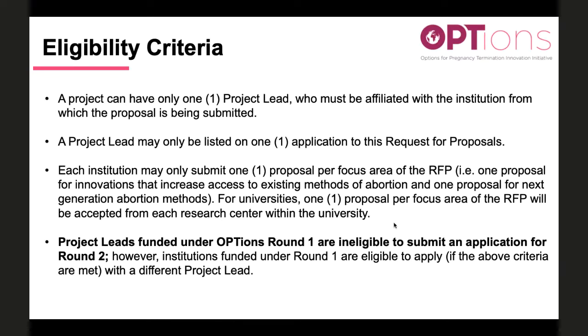And this is a bit different for universities since they are such large institutions. So one proposal per focus area of the RFP will be accepted from each research center within a university. And finally, any project leads funded under options round 1 are ineligible to be funded again. However, institutions funded under round 1 are still eligible to apply if all of the above new criteria are met and there's a different project lead.